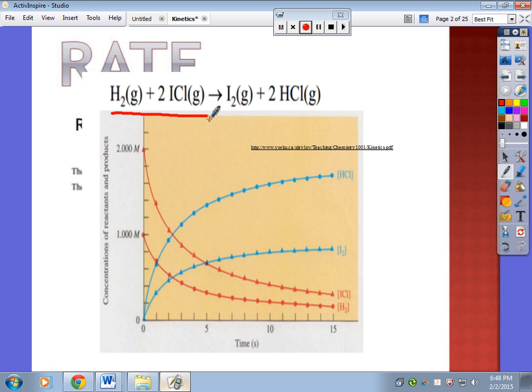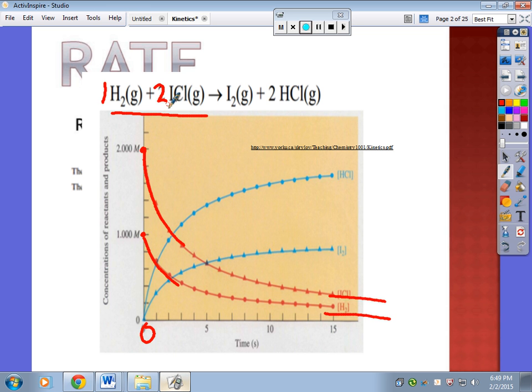Now, if you look at time 0, what's true? My reactants, I have some. What's happening to them? They're disappearing. They're not disappearing at an equal rate. They end up evening off over here, which is equilibrium. That's a different chapter. But if you look, they're in a ratio of 1 to 2.